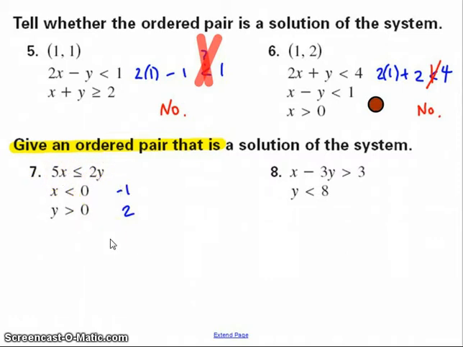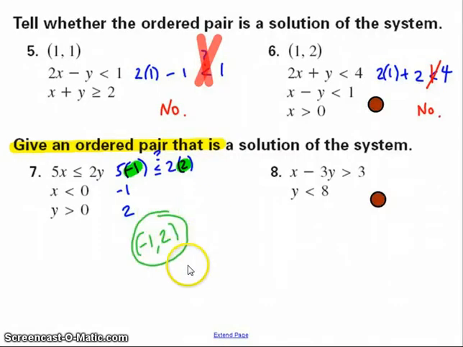So I try 5 times -1, and I ask myself, is that really less than or equal to 2 times 2? Well, 5 times -1 is -5. 2 times 2 is 4. So yes, it is. That means (-1, 2) is an ordered pair that's a solution of the system, and that's all I was asked for, just one ordered pair. So there's my answer, (-1, 2).